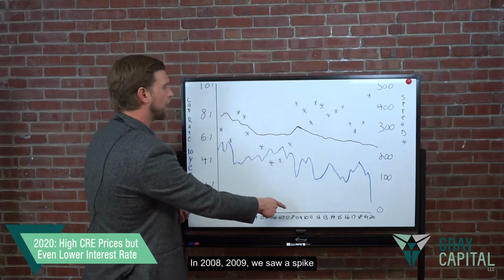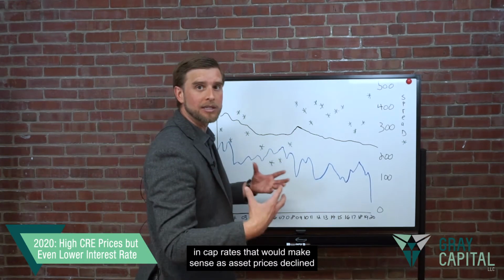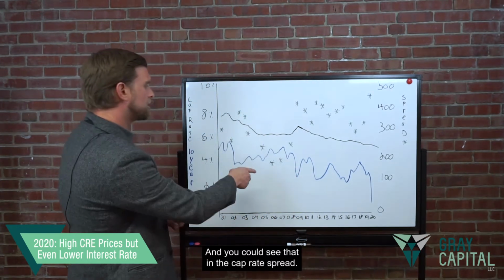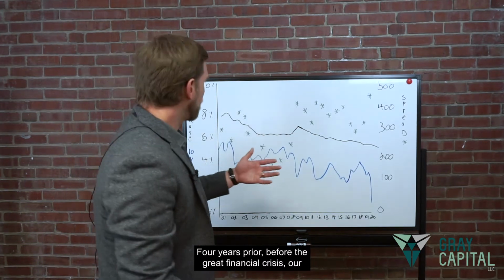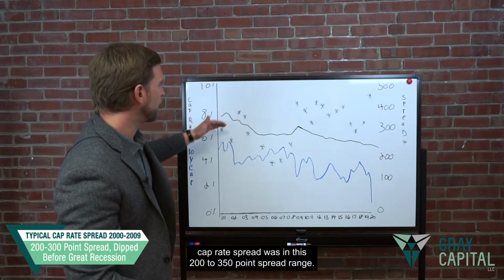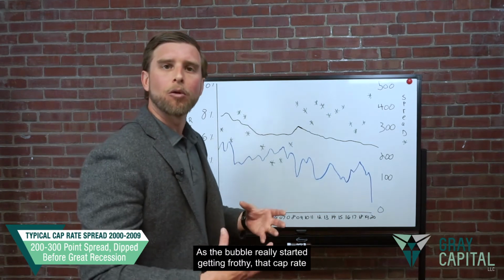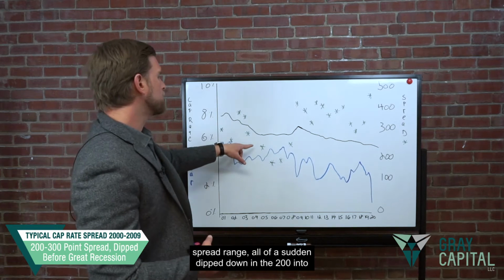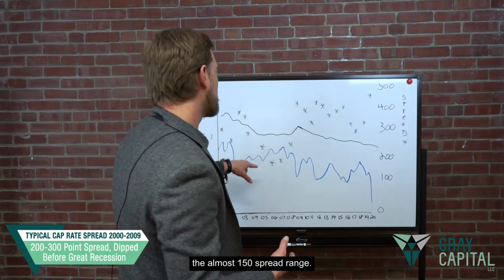In 2008, 2009, we saw a spike in cap rates. That would make sense as asset prices declined, as there was a major bubble. And you could see that in the cap rate spread. For years prior, before the great financial crisis, our cap rate spread was in this 200 to kind of 350 point spread range. As the bubble really started getting frothy, that cap rate spread range all of a sudden dipped down into 200 into almost the 150 spread range.